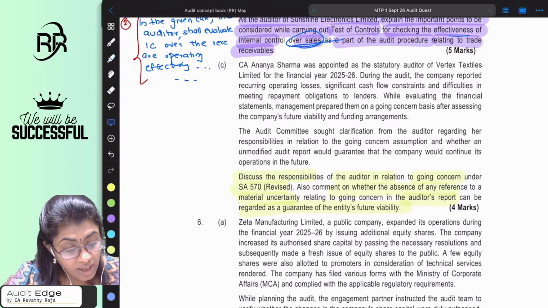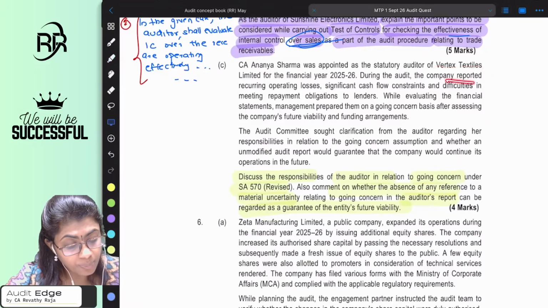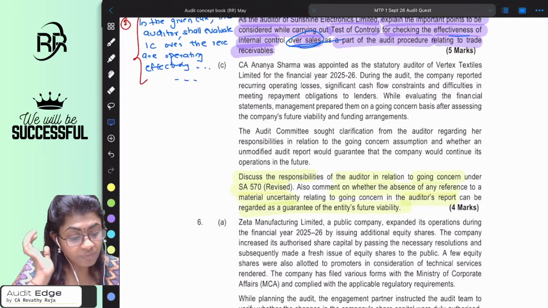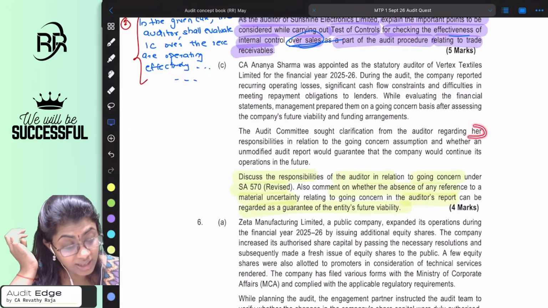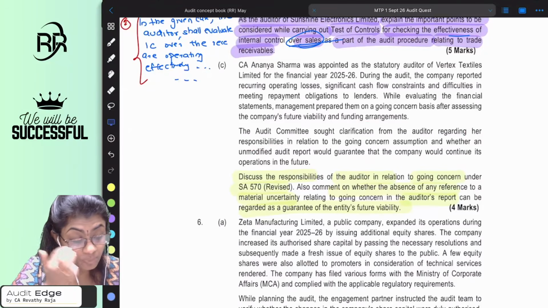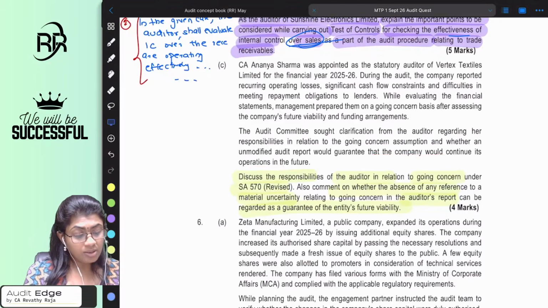So, CA Ananya Sharma was appointed as the auditor of Vertex Textiles for the year. During the audit, the company reported recurring losses, significant cash flow constraints, and difficulties in meeting requirements. While evaluating the financial statements, management prepared them on going concern after assessing the future viability and funding. The committee sought clarification from the auditor regarding their responsibility in relation to the going concern assumption, and whether an unmodified opinion would guarantee that the company will continue operations in future.